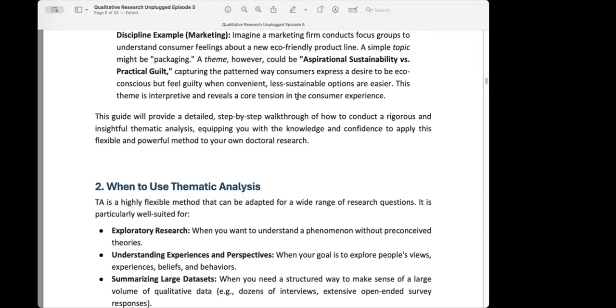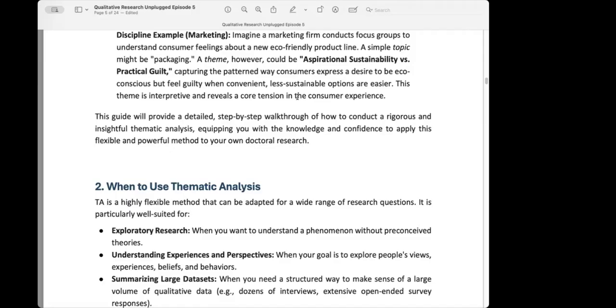It is. This theme goes much deeper. It captures the patterned way consumers express a clear desire to be eco-conscious. Wanting to do good for the environment, wanting to buy green products, but then simultaneously articulate this sense of guilt or frustration when convenient, less sustainable options are just easier for them to choose or maybe cheaper. I see that tension. Right. This theme is deeply interpretive. It reveals a core tension, a kind of psychological conflict within consumers that maybe wasn't explicitly stated like, I feel conflicted, but it's inferred from their collective expressions, their hesitations, the trade-offs they describe.